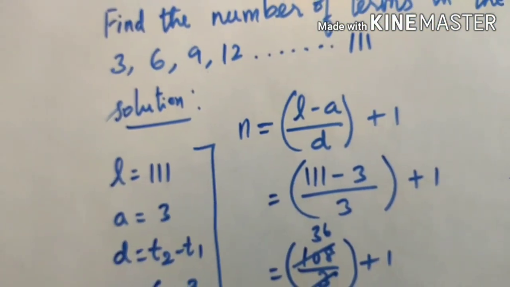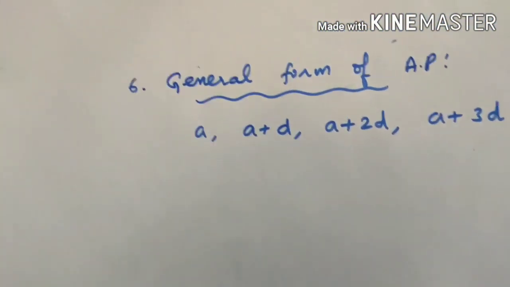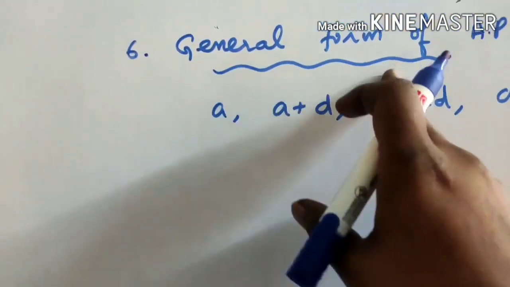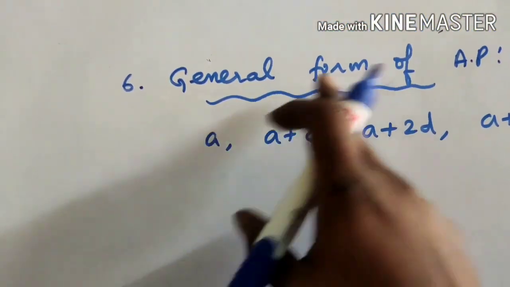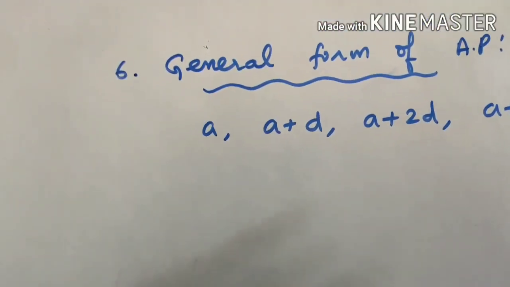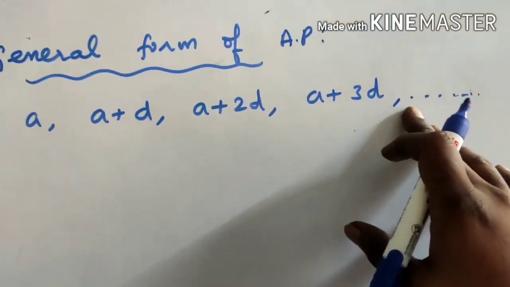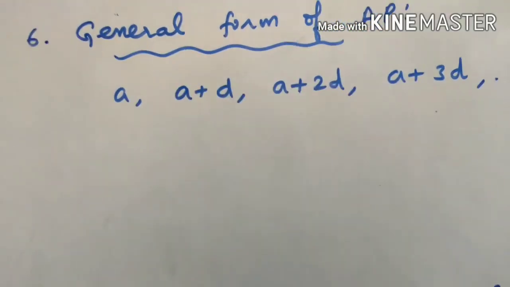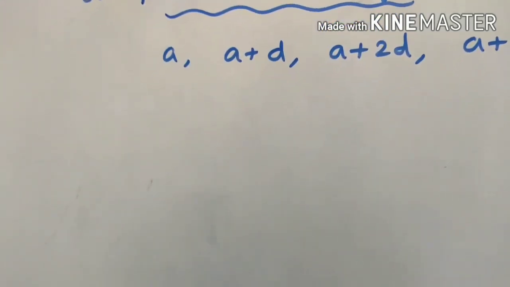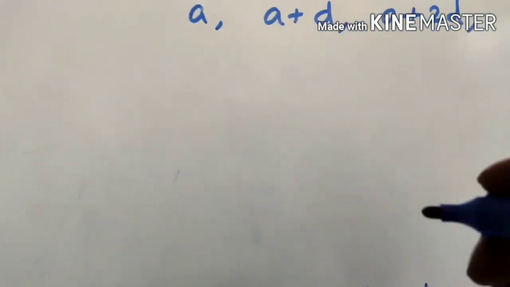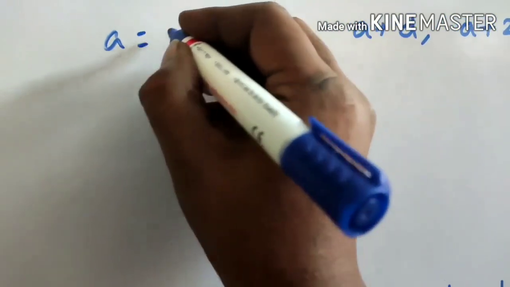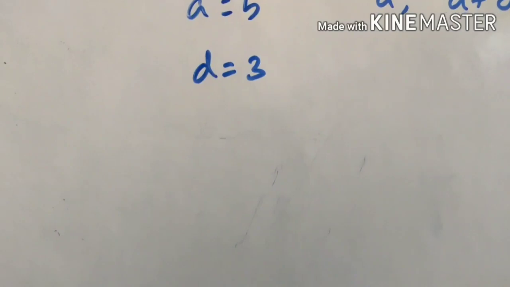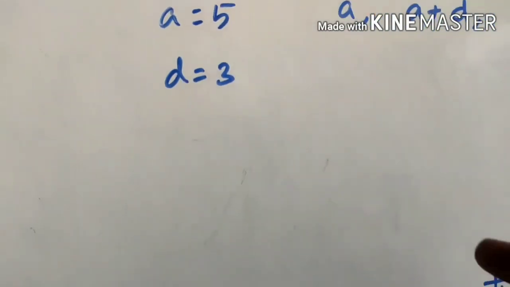Clear? Now still some concepts are there. See here, the general form of an AP. Actually, an AP will be in the form like this only. This is the general form. So to create an AP, you can use this form. For example, you take a equal to 5, d equal to 3, like the last example we saw, and you will get the sequence.